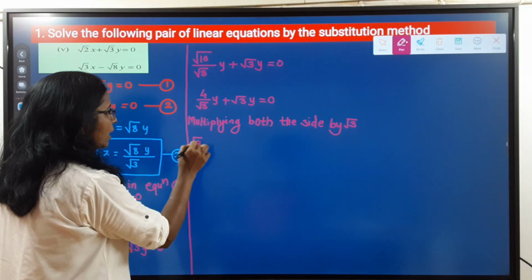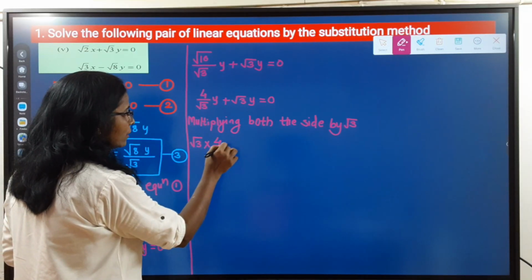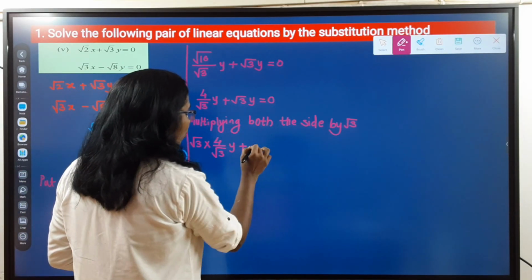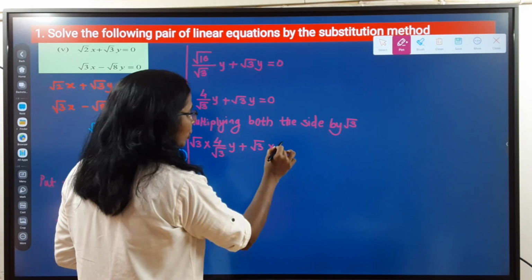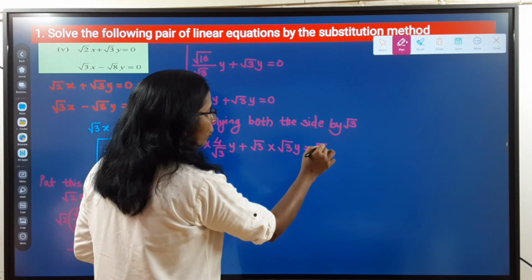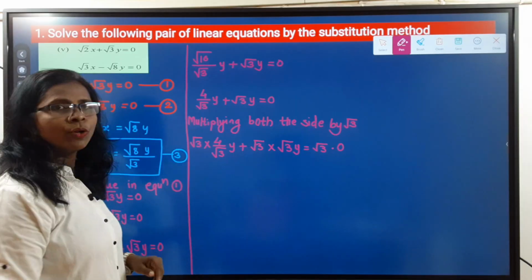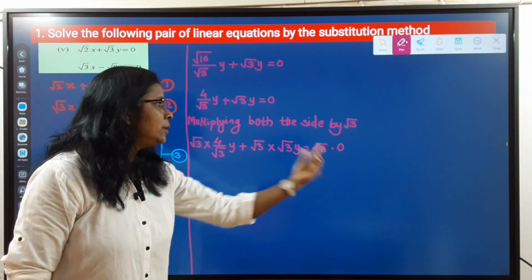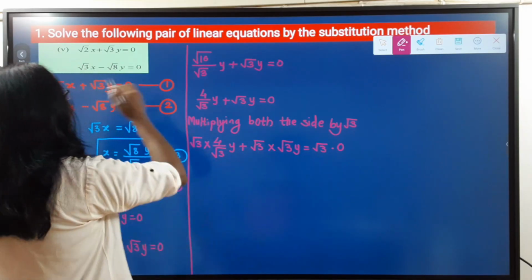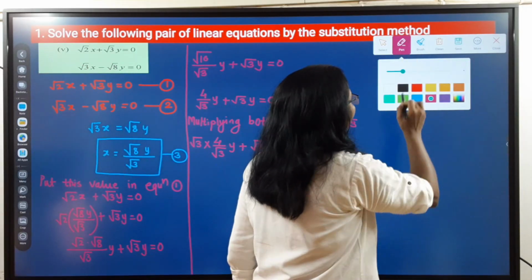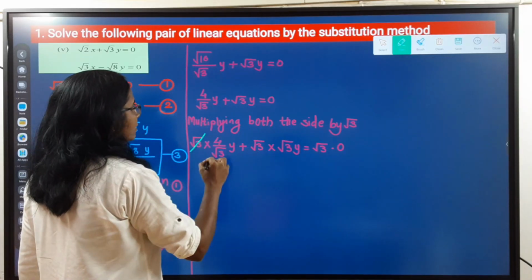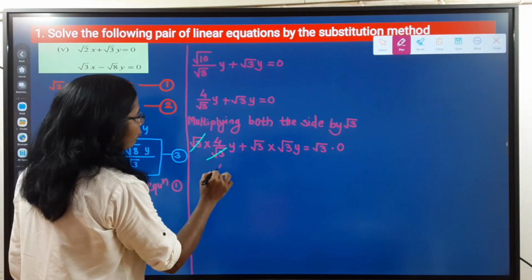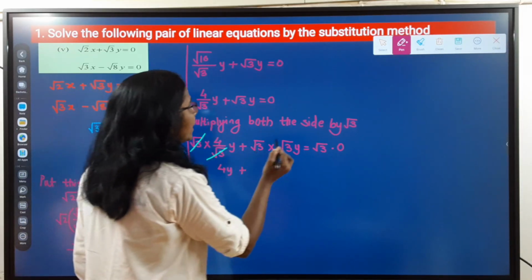So here root 3 multiplied by 4 upon root 3y plus root 3y is equal to, students, root 3 multiplied by 0. Okay, each and every term I multiply by root 3. So here root 3 gets cancelled, students. See here, root 3 gets cancelled. So that means here, students, 4y plus, and here root 3 multiplied by root 3.